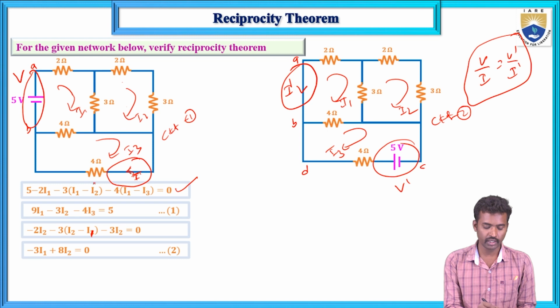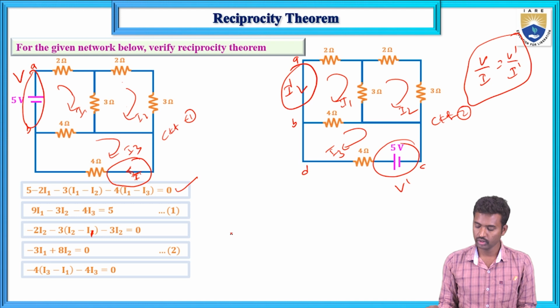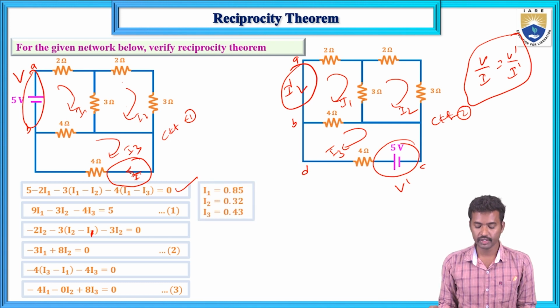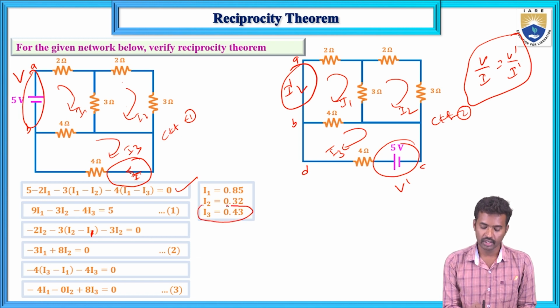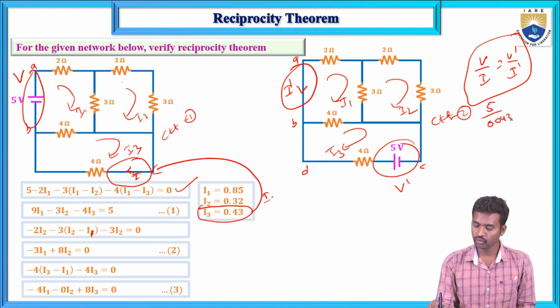There is no element here, there is no I3 term. Now here, minus 4 I3 minus I1, and minus 4 I3 equals 0. Simplify this equation: minus 4 I1 minus 0 I2 plus 8 I3. Now, 0.085, 0.32 and 0.43 are I1, I2 and I3 currents respectively. Here the I3 current is the response current, this is the I. This is 5 and this is 0.043.